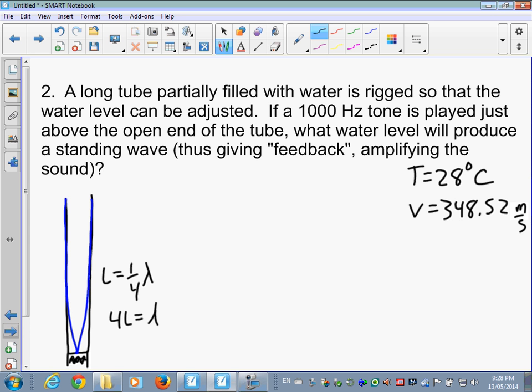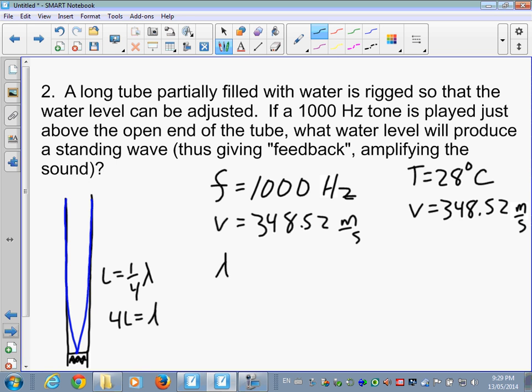So if I know that the frequency that I want to hear is 1,000 hertz, and the speed of the wave is equal to 348.52 meters per second, then rearranging the wave equation, I get lambda is equal to V over F, which is 348.52 divided by 1,000.